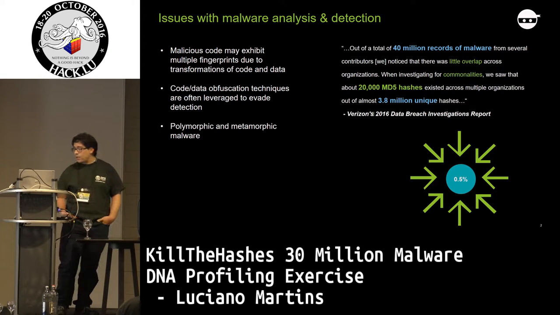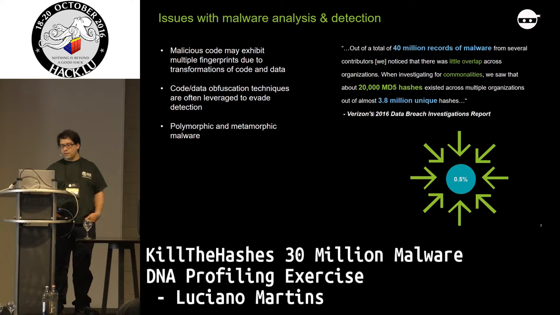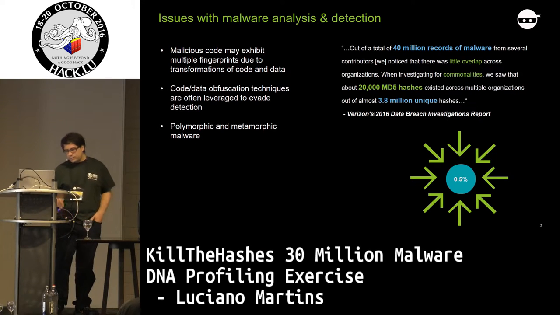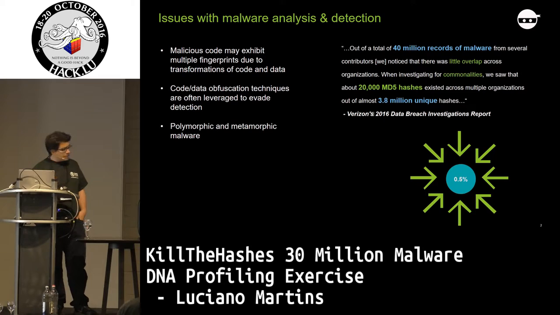We have a note here from the Verizon data breach analysis. They profiled 40 million malware records across multiple companies, and out of that they only found 20,000 hashes that were present in multiple companies. That means the majority of them are actually unique, right? So we knew that, but we still had to picture the problem here.